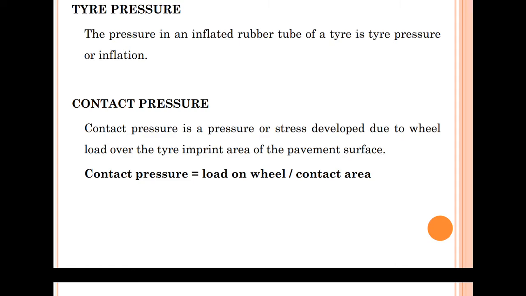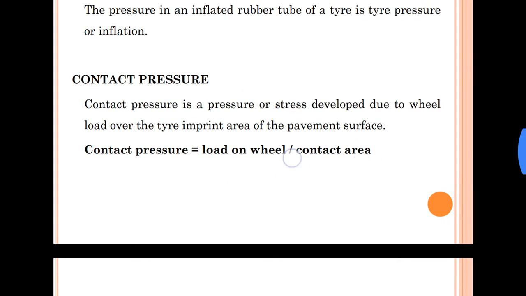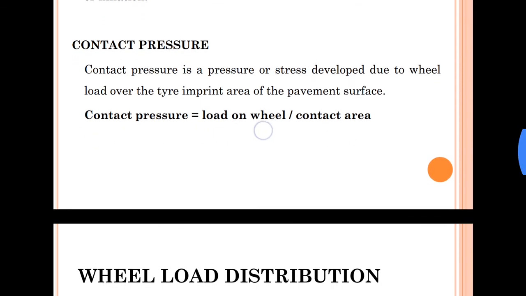Now since the load is being applied through the tire, we can calculate the stress at that intermediate section, at the junction between the tire and the surface of the pavement. That stress is nothing but the contact pressure. So load on the wheel divided by the contact area, the area of contact between the tire and the pavement, would give us the contact pressure.